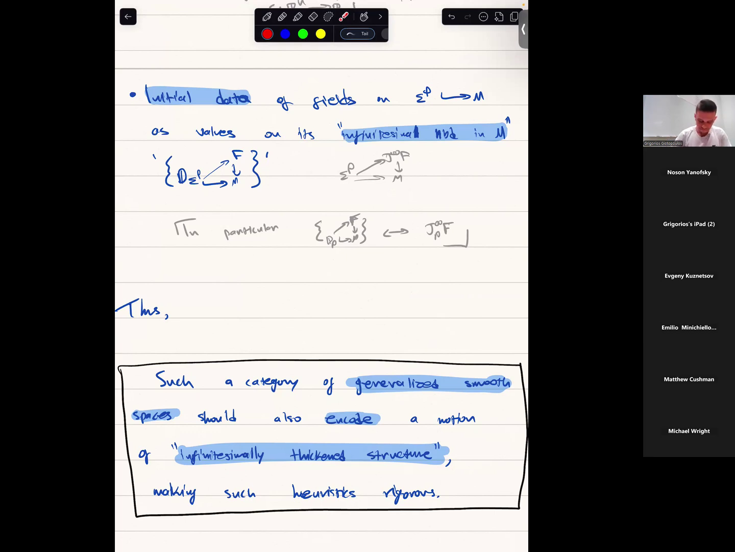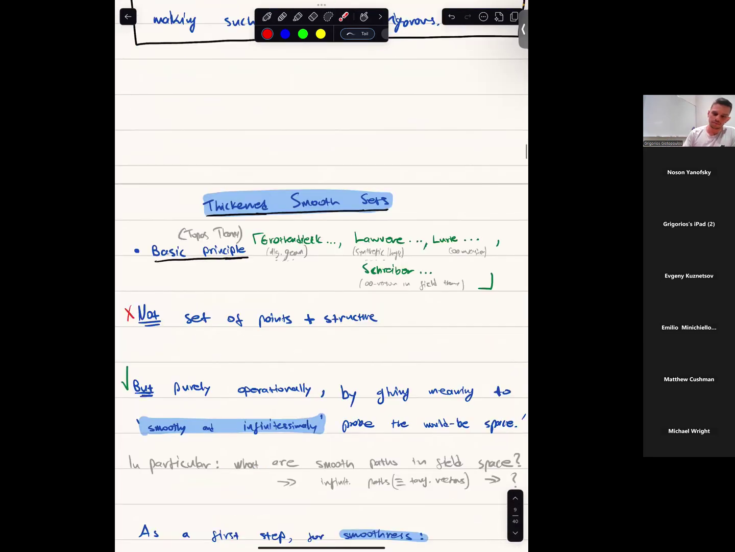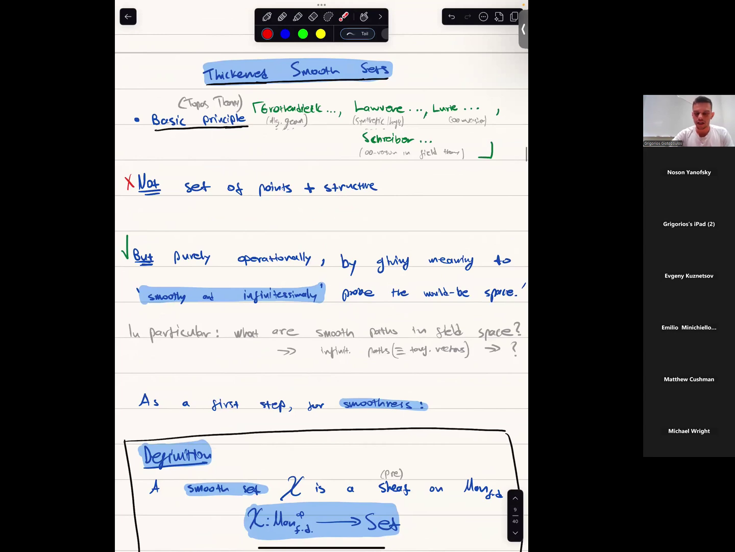Thank you. Okay, yeah. So let's go straight to the point. For the definition of thick smooth sets, one should first of all go back to the basics, and one needs to think about principles, about foundations.